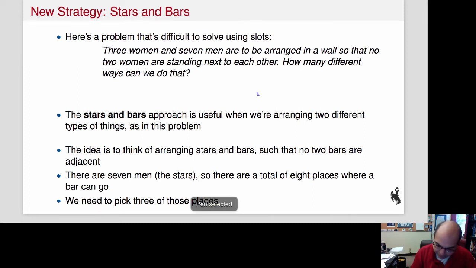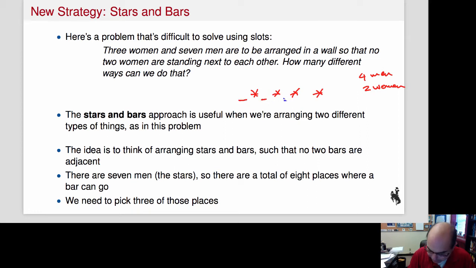We have some stars, right, that we're putting together. Let's say that I have 4 stars. Okay, and so this is 4 men, right, and I place them, and now I want to put 2 women among them. Okay, but the rule is that I can't have 2 women next to each other. So where can I put a woman? Well, I can go there, there, there, there, and there. So you see there's 5 places where I could put one of the women, right? And now what I have to do is choose 2 out of those 5 slots.